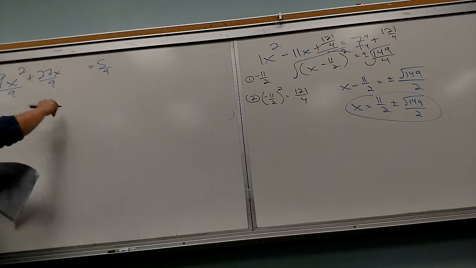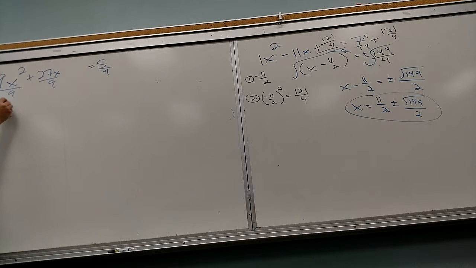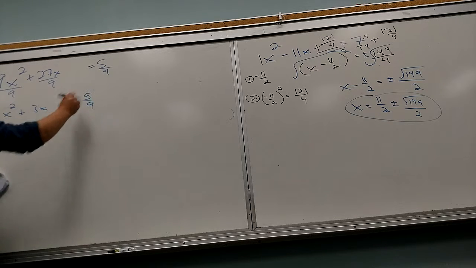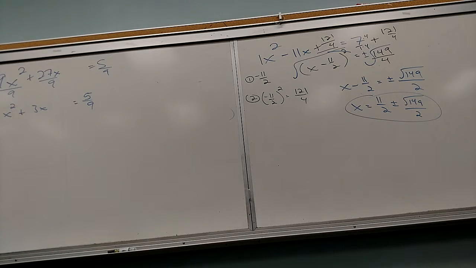Oh, this problem looks really yummy. So you get x squared plus 3x equals 5/9. Try to do the next 2 steps. Try to complete the square.